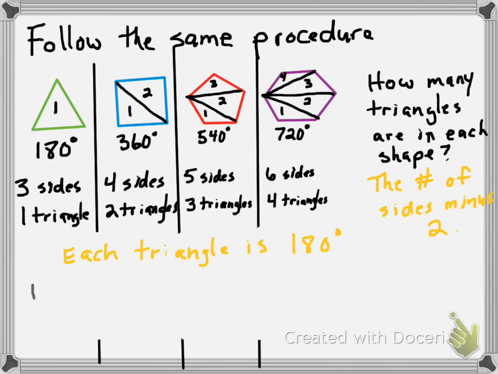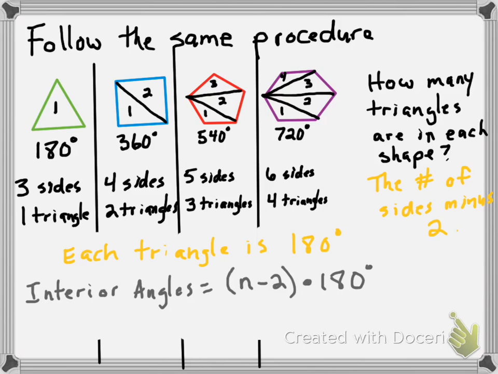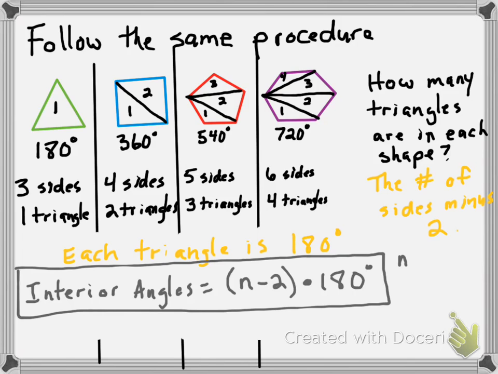Okay, and we know that each triangle is 180 degrees. So interior angles, and here's our formula, is n minus 2 times 180 degrees. And this is where n is the number of sides. So what you do to find the sum of interior angles is you do the number of sides minus 2 and then multiply that by 180.